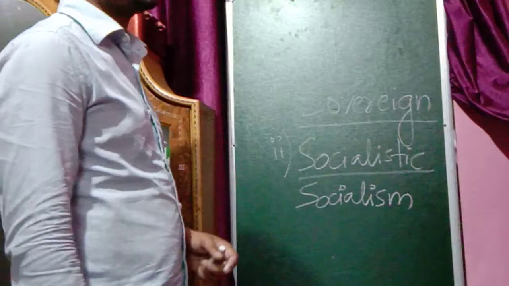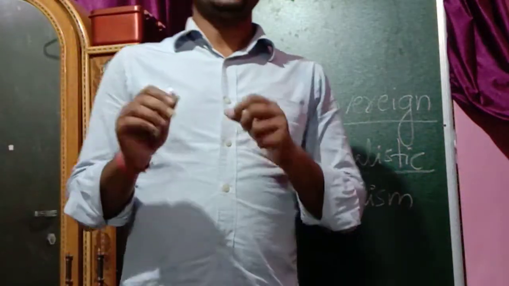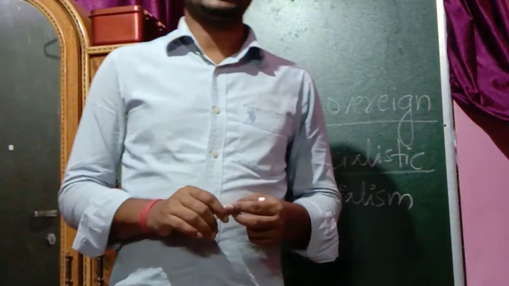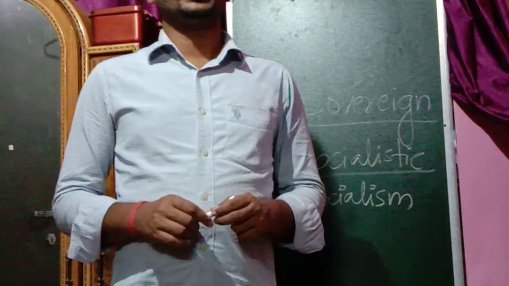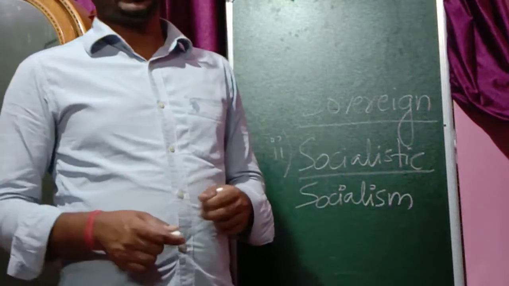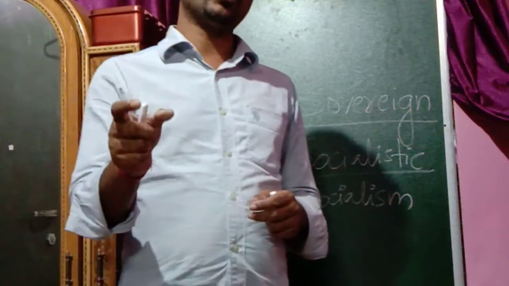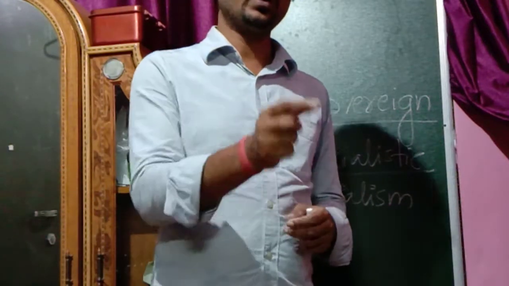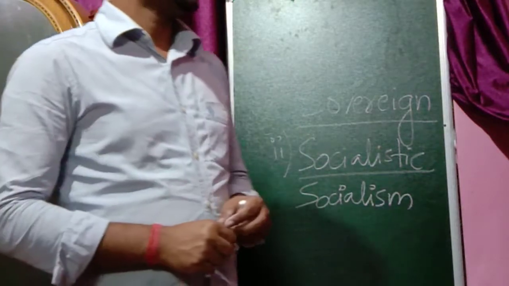What does this word socialism mean? Now, socialism means whatever workings are being done by the government or an authorized authority. First of all, it is chosen by the people. So, it has to work for the welfare and the betterment of the people or the citizens, which will bring about the betterment and welfare of the nation as well.